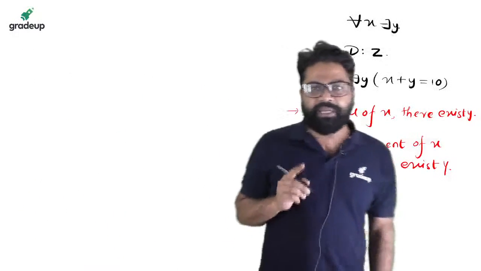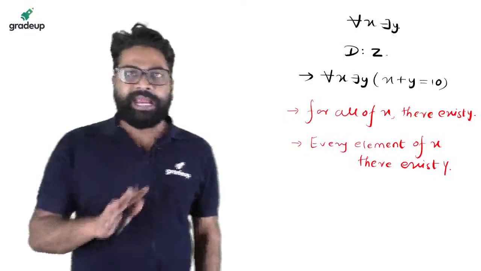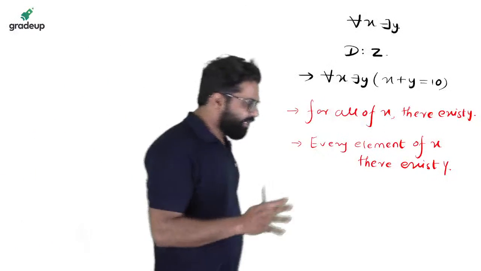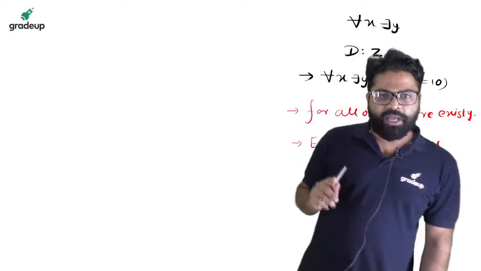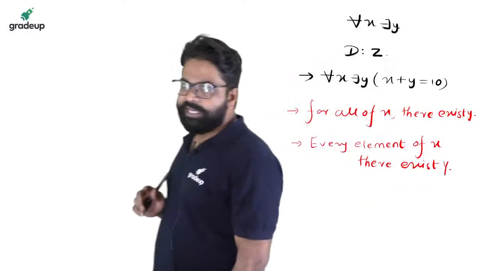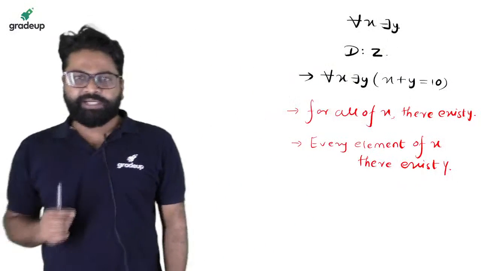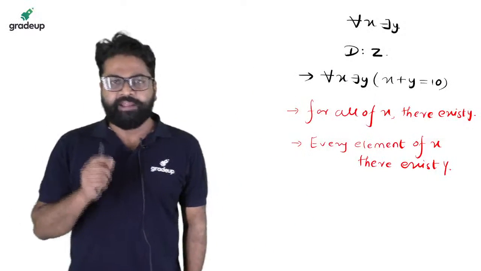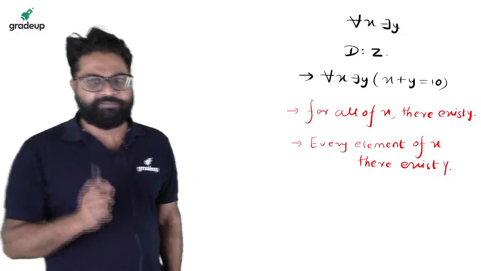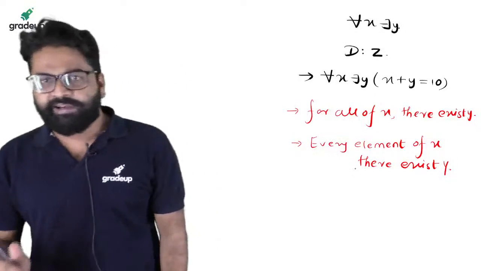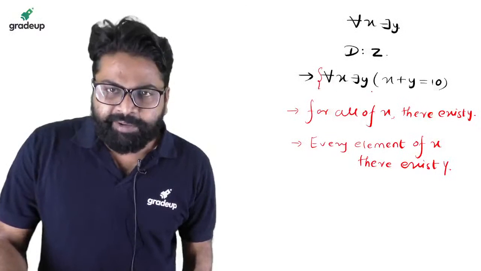Reading is very important. Right now I am not talking about the validity or invalidity of this statement. Right now I am telling you first how to read it, and every time you have to read it from the left side. So what does it say? It says that for every element of x, there exists y.